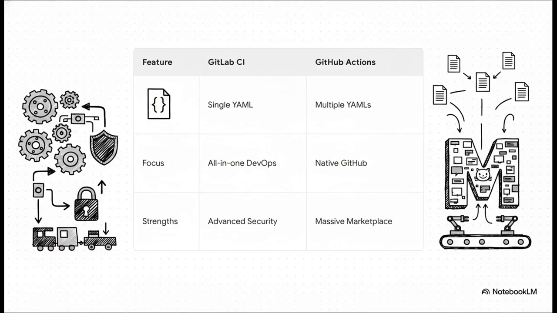GitLab CI uses a single configuration file and really functions as this all-in-one, enterprise-grade DevOps powerhouse. It is fantastic for complex pipelines that need advanced security or features like merge trains. It does have a steeper learning curve, though. GitHub Actions, on the flip side, uses multiple workflow files and natively integrates right into your GitHub repo. It really shines because of its simplicity, its event-driven nature, and this massive marketplace of pre-built actions that you can just plug directly into your assembly line.